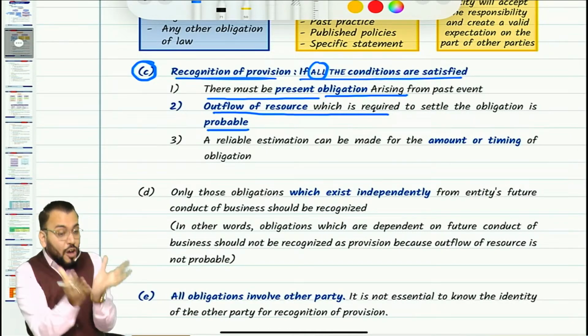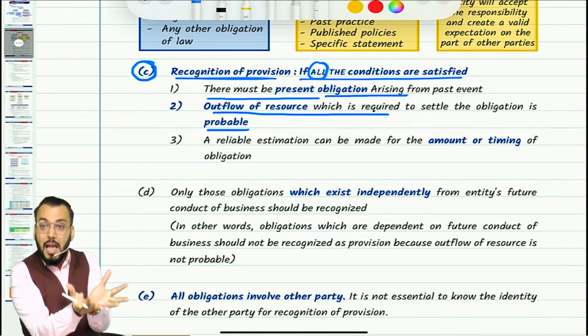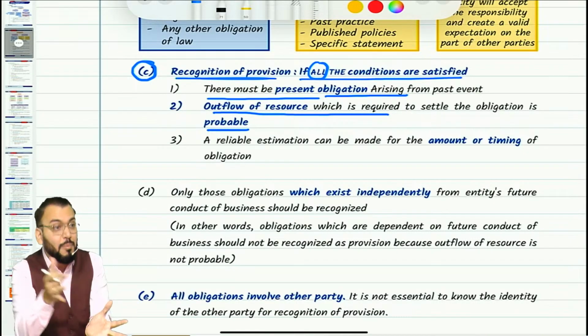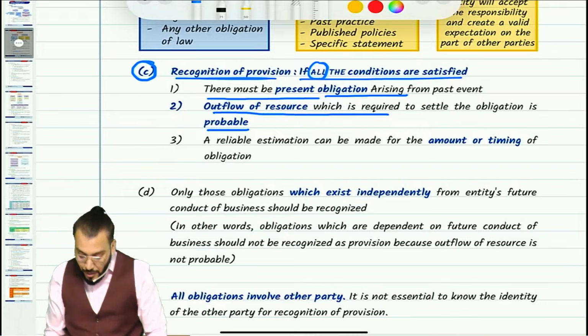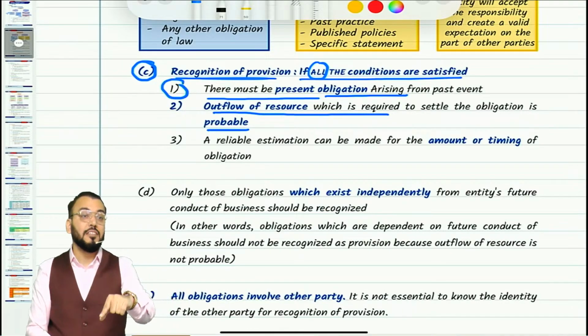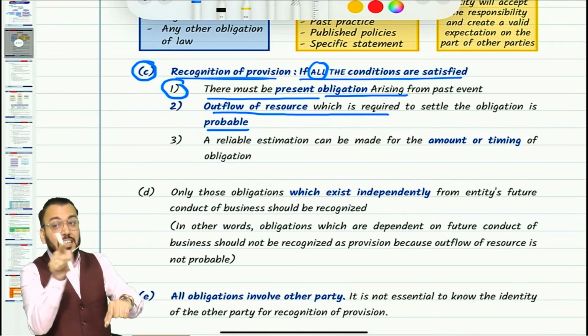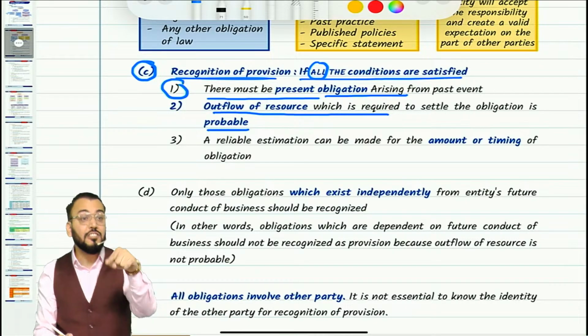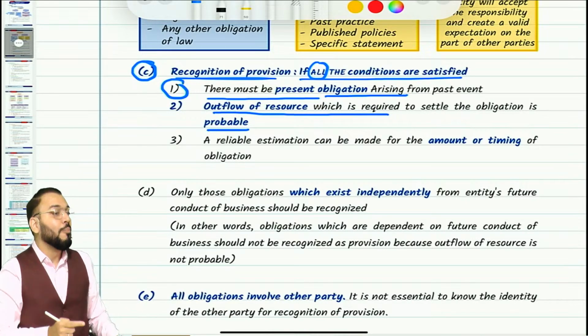After rain, what loss you are going to have, that loss is also probable. Outflow is also probable. So the first condition is about present obligation, which means the obligation must also be probable. The second condition is about outflow. Outflow must also be probable.